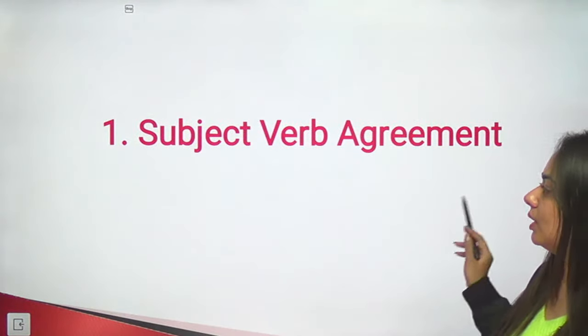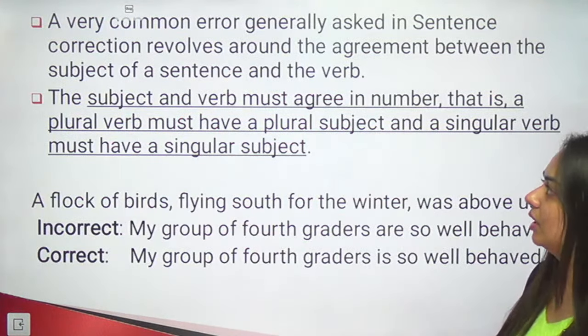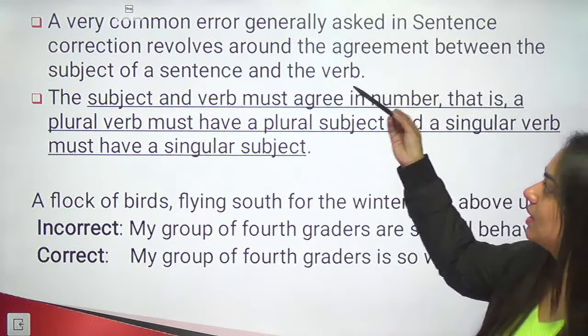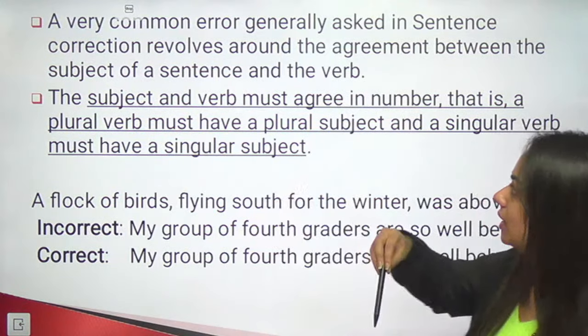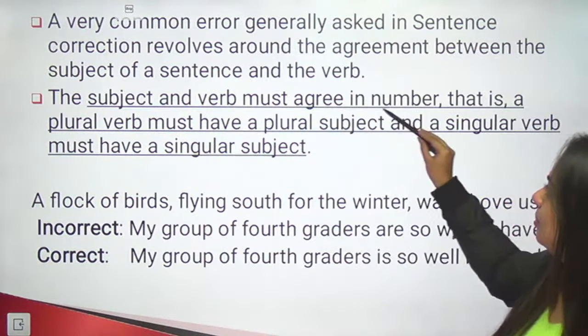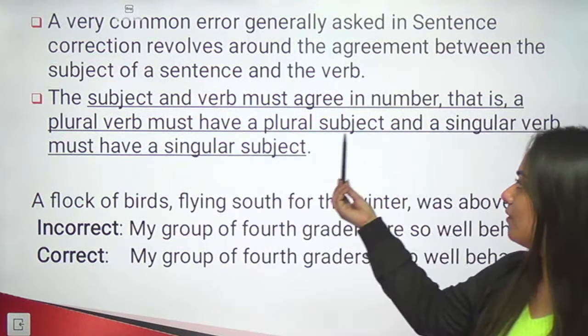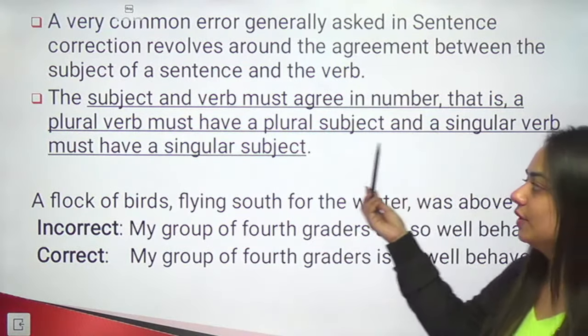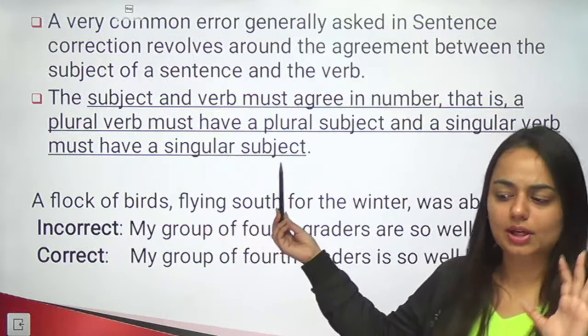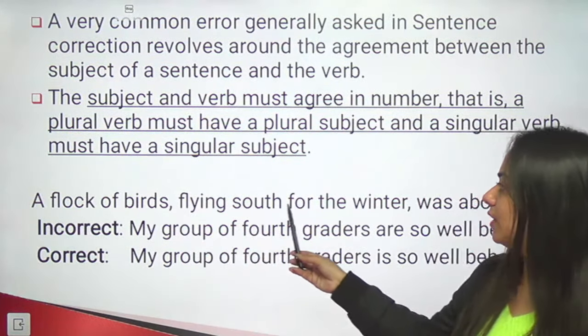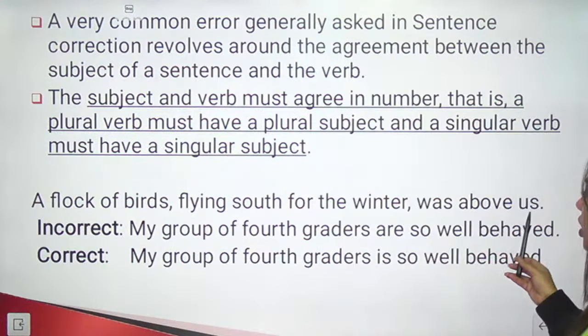Moving on with the first one, subject and verb agreement. Have a look at this one. A very common error generally asked in sentence correction revolves around the subject and verb agreement. So the subject and the verb must agree in number. That is, a plural verb must have a plural subject and a singular verb must have a singular subject. As easy as that. For example, a flock of birds flying south for the winter was above us.